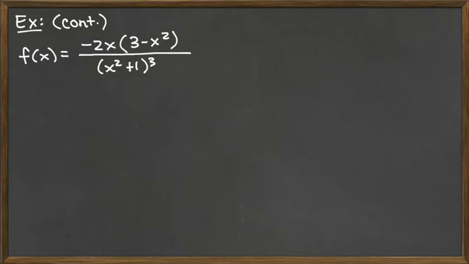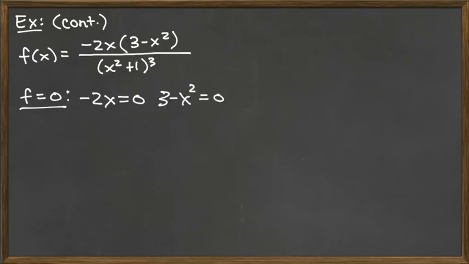So here's our cleaned up function, and we're looking at where it is equal to 0 and where it is undefined, so that we can use the intermediate value theorem to check all the intervals in between. So this rational function is 0 where the top is equal to 0. That would be the factor negative 2x equal to 0, or the factor 3 minus x squared equal to 0. So we solve each one of these.